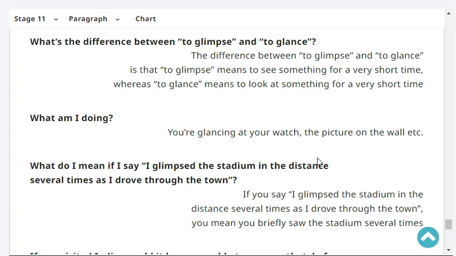Okay, what am I doing? You're glancing at your watch. What am I doing? You're glancing at the picture on the wall. Very good.